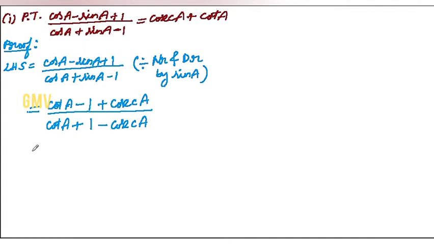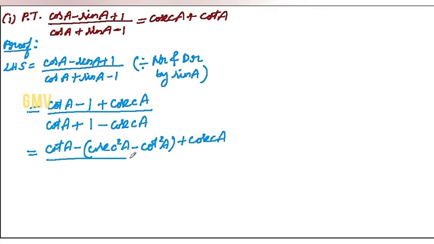So in the next step, cot A is as it is. Instead of 1, we have to write, minus is there, cosecant square A minus cot square A. Now put the positive sign, cosecant A is there, write as it is, whole divided by the denominator as it is, there is no change, cot A plus 1 minus cosecant A.